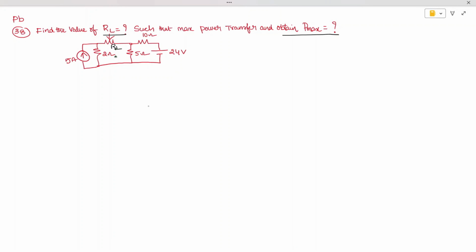Today we are going to solve problem number 38. This is on maximum power transfer theorem. Find the value of RL such that maximum power will transfer.